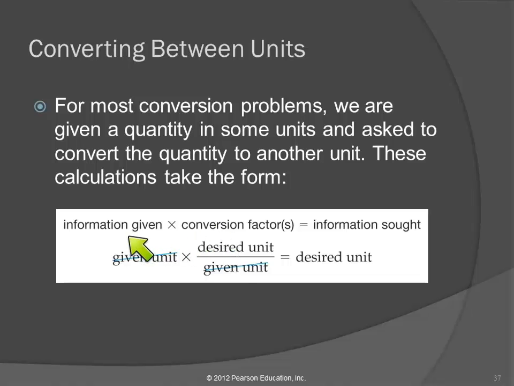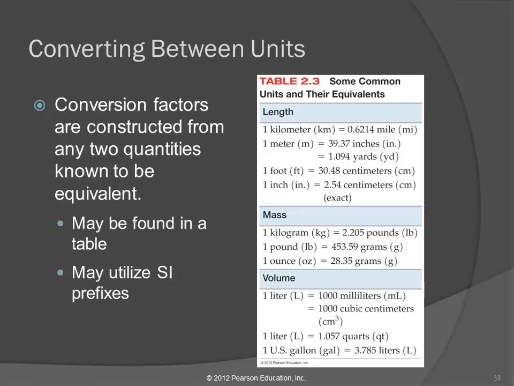So the information given, you're going to multiply by some conversion factor. There may be more than one. The general idea here is whatever the given unit is, we want to divide by that to make it go away. And we want to multiply by the unit that we're seeking so that we end up with the correct unit at the end. So we need a conversion factor to do that. Conversion factors can be made from any two quantities known to be equivalent.